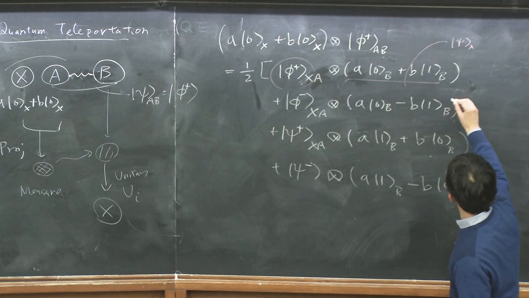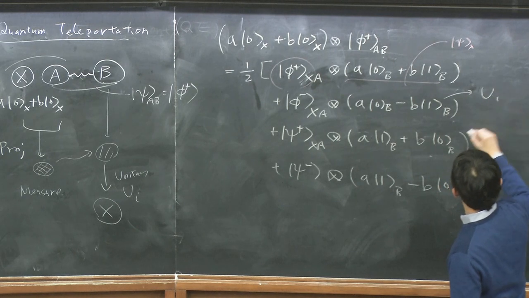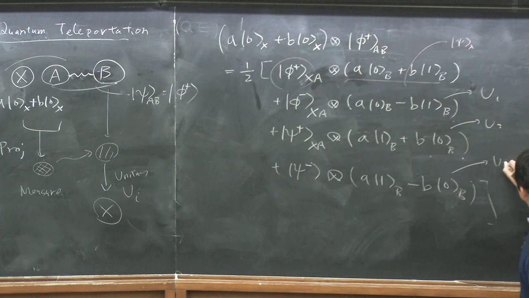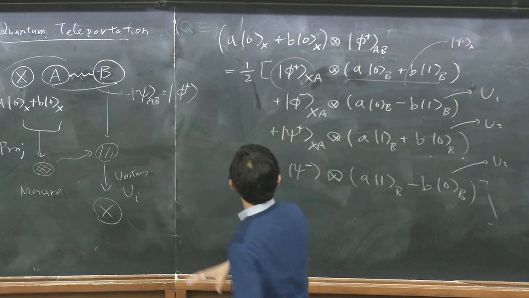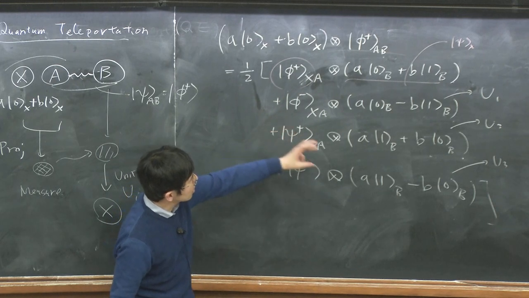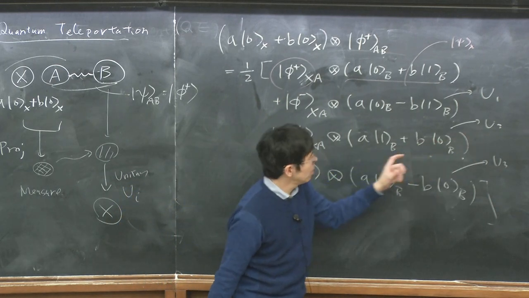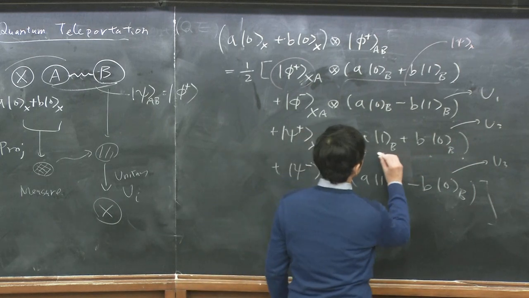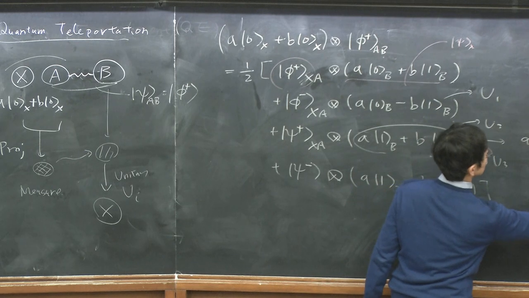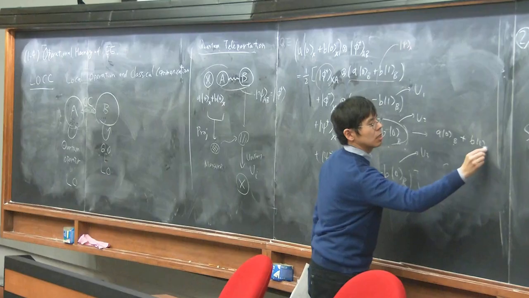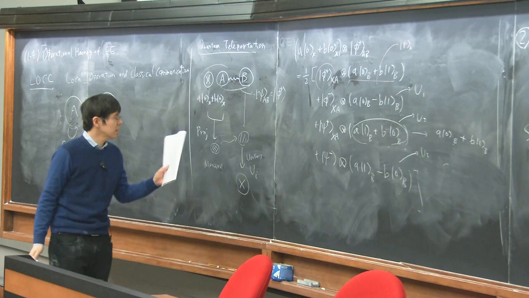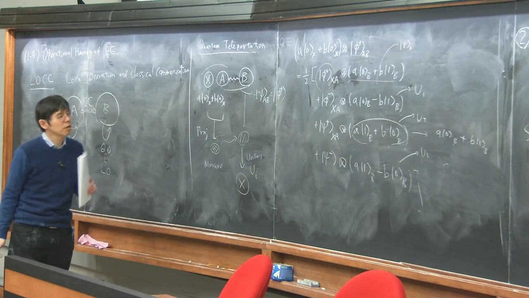But nevertheless, we can act some unitary transformation for each different case. It is very easy to find the unitary transformation. Anyway, if we do the measurement and we know which of these is realized, then if we have psi plus, we can act a special unitary transformation U2 and convert this into this X state. And we can do the same thing for the others. So this is the basic idea of quantum teleportation.